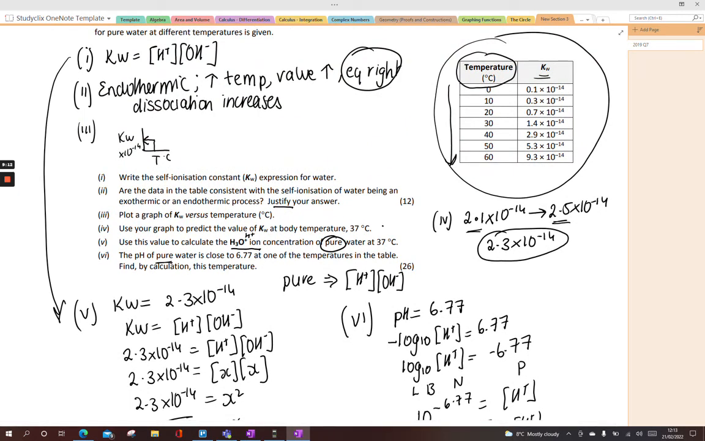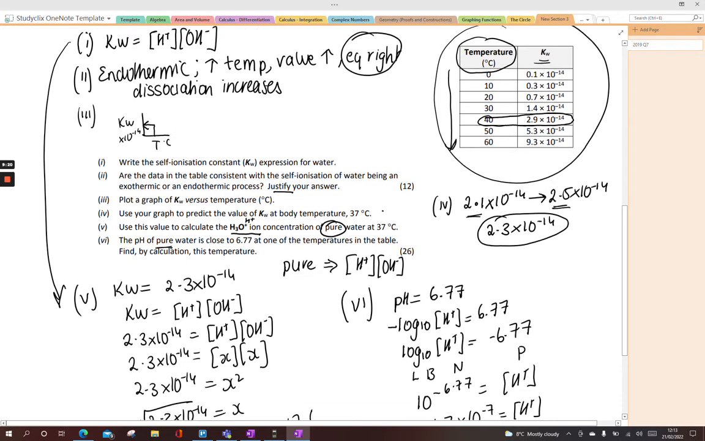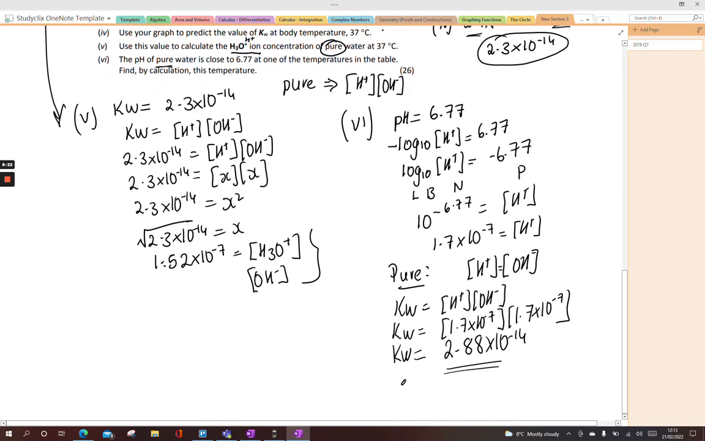And then you could use your graph there, go across from my Kw and go down. Since I don't have the graph, I'm looking here. It's going to be around 40 degrees, because 2.88 is the same as 2.9 by 10 to the minus 14 to one decimal place. So therefore, 40 degrees Celsius. So a few wee hairy calculations there.